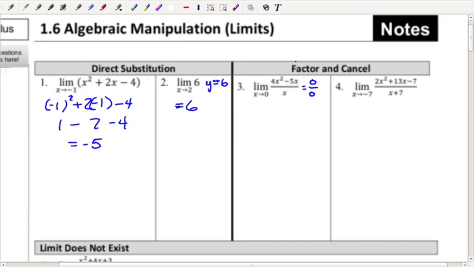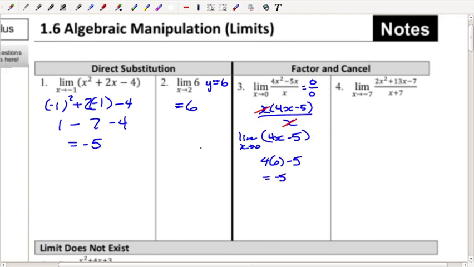So in this case, the hint here is factor and cancel. We're going to see if we can factor this. We've got a common factor of x, 4x minus 5 over x, and happy day, our x's will cancel. So now what we're going to try is take the limit as x goes to 0 of just what was left behind, 4x minus 5, and we're going to try direct substitution once again, plug in a 0, so we get 4 times 0 minus 5, which gives me the limit of negative 5.